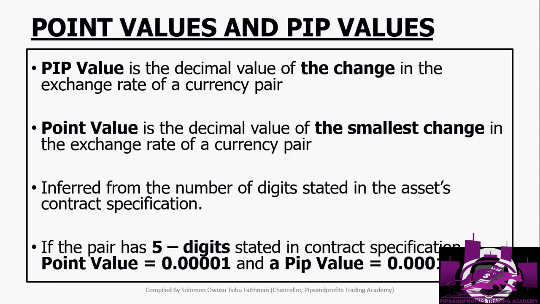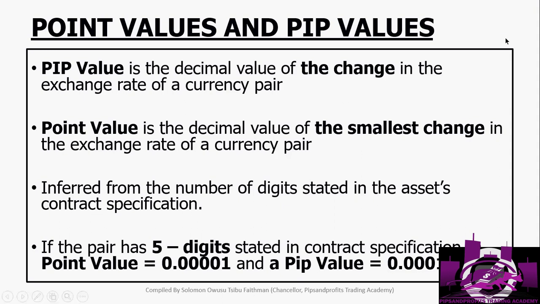Okay, so let's go straight into it. What is a pip value? A pip value is the decimal value of the change in the exchange rate of a currency. So if anybody asks you what a pip value is, it is the decimal value of the change in the exchange rate of a currency. And then the point value is the decimal value of the smallest change in the exchange rate of a currency pair.